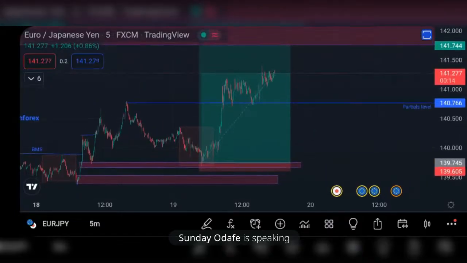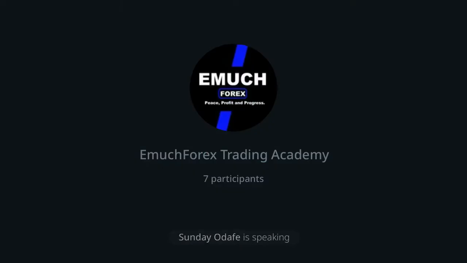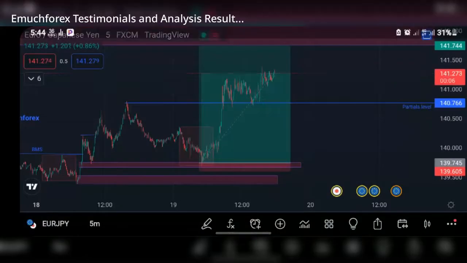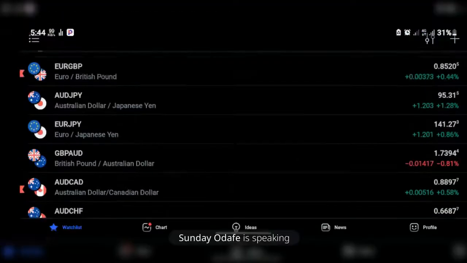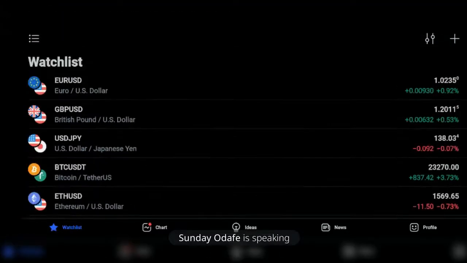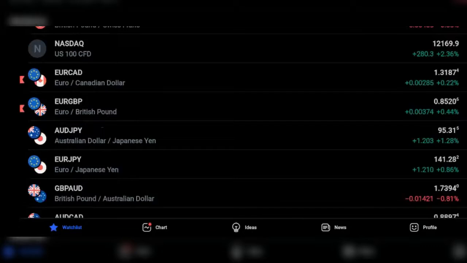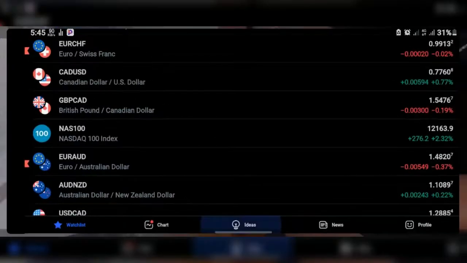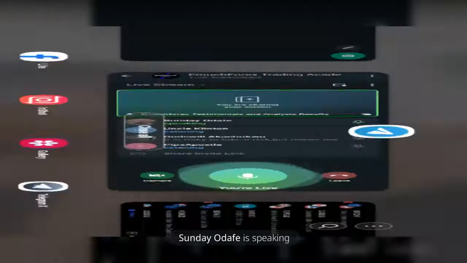Sometimes I can make use of 5 pips, 4 pips, 7 pips, depending on how the order block is. If the order block is very tight, then it will determine the kind of stop loss I will use on it. Everything depends on that.